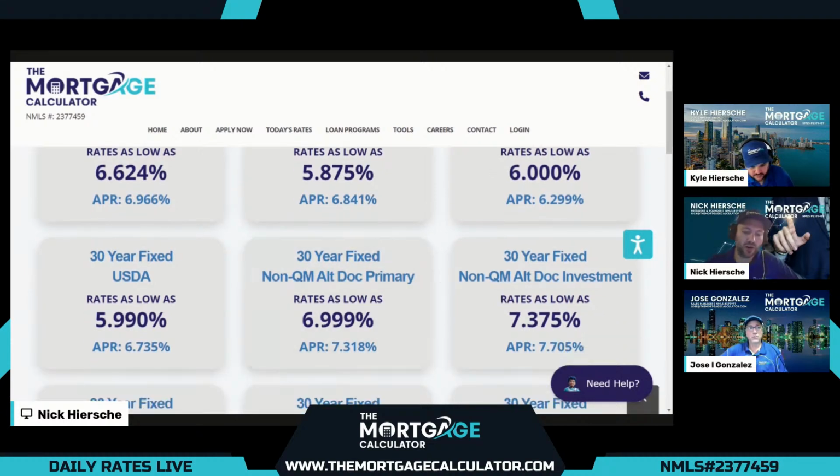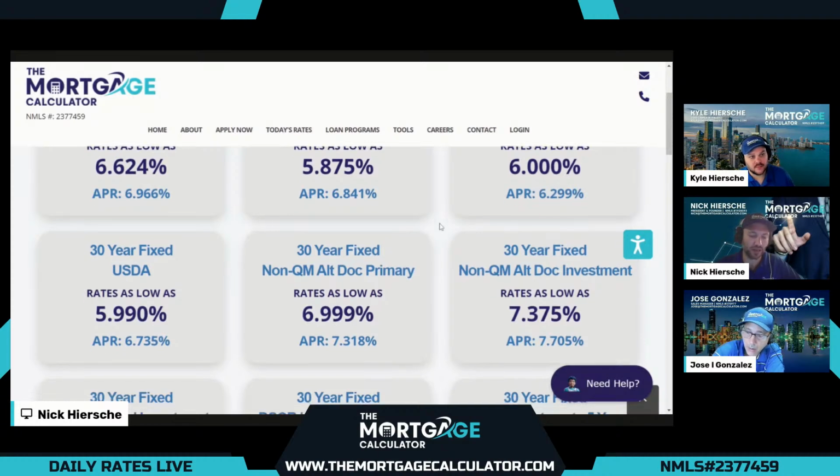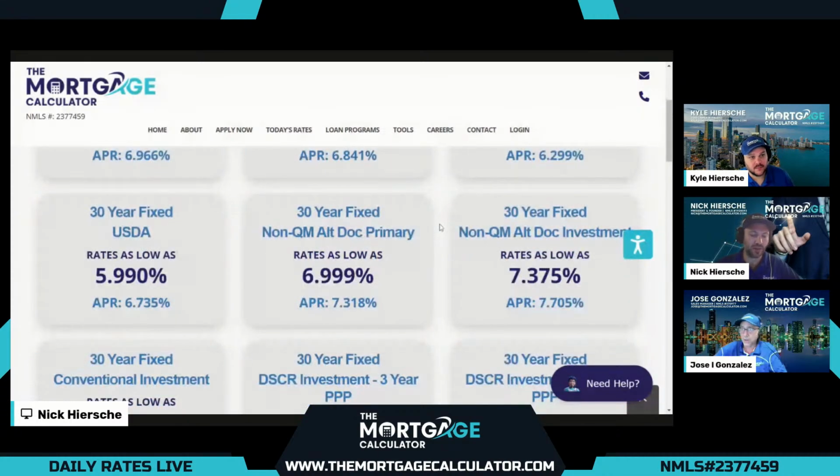And now for our investment properties, lots of flexibility, especially with non-QM on investment properties. So first up here, non-QM alt doc for an investment property. This would probably be a bank statement or similar. Rates as low as 7.375%. Final APR 7.705.